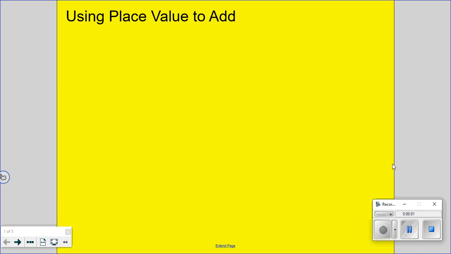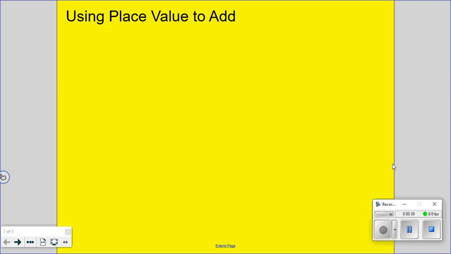Today, we talked about quite a few different strategies to use to add, like counting on, making a 10, and using doubles. All of those are great strategies if the numbers are pretty small. However, you probably know that in second grade, we started working with adding some double-digit numbers. Same is true in third grade. We'll be working with double-digit and even triple-digit numbers. So using strategies like counting on might not be the most efficient way to add.